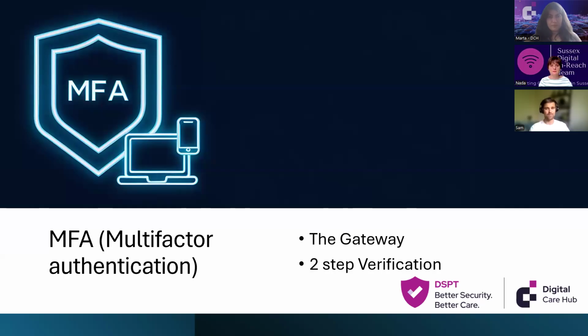The reason for that is that if someone was to click on a phishing link, which usually takes you to a fake website where they usually put their password and email address in, if a criminal had access to their password and email, they still wouldn't be able to get in without that second step verification. And there's a number of ways in which two-factor authentication works.